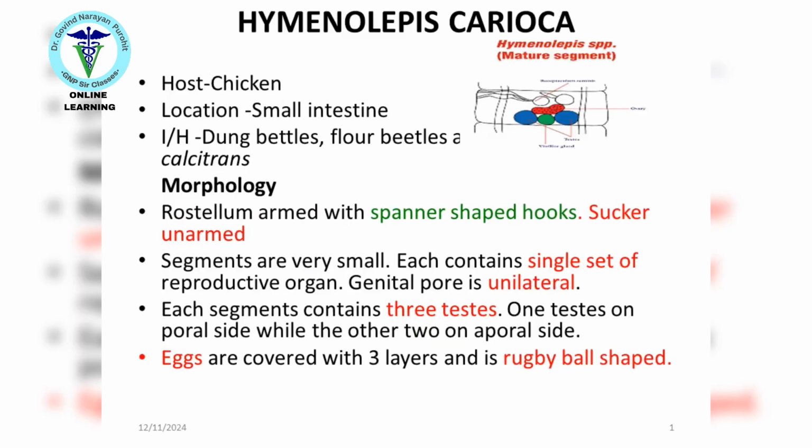Hymenolepis carioca infects chickens and resides in the small intestine, using dung beetles and flower beetles as intermediate hosts. The rostellum is armed with spanner-shaped hooks, and each segment contains a single set of reproductive organs. Eggs are covered with 3 layers and are rugby ball shaped.